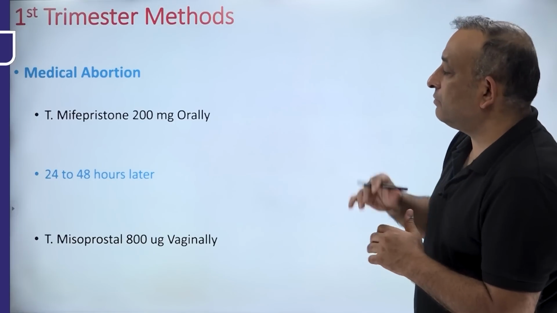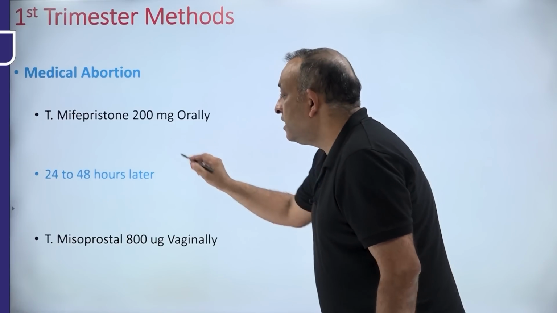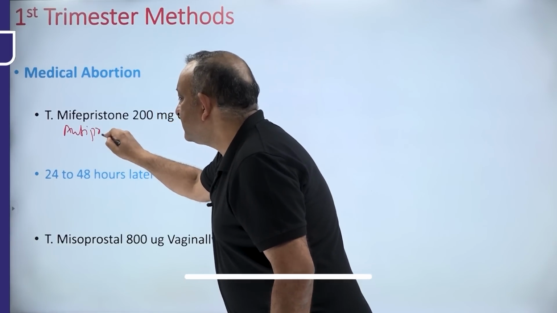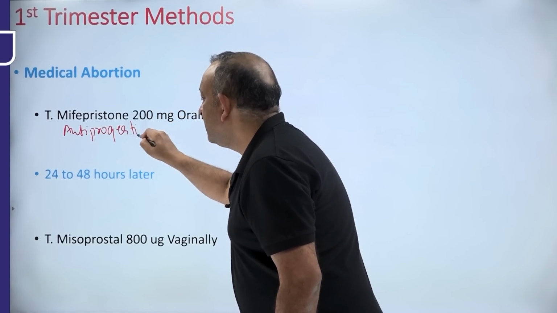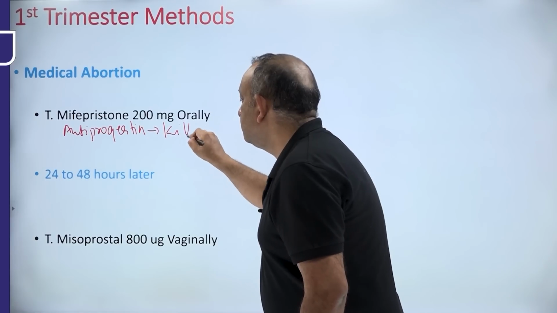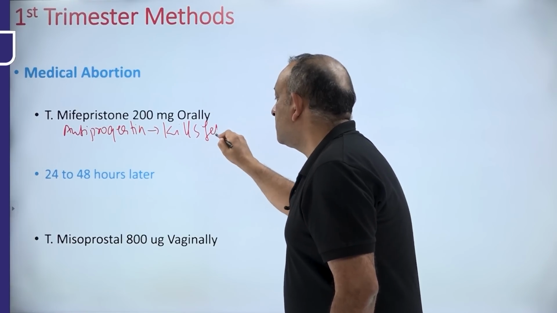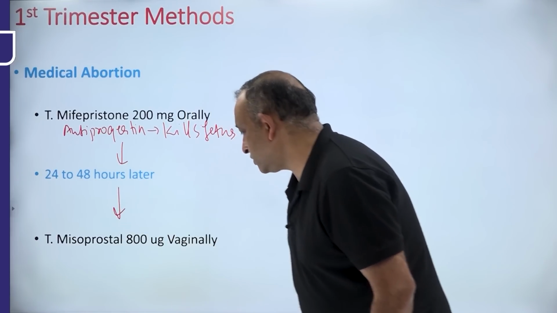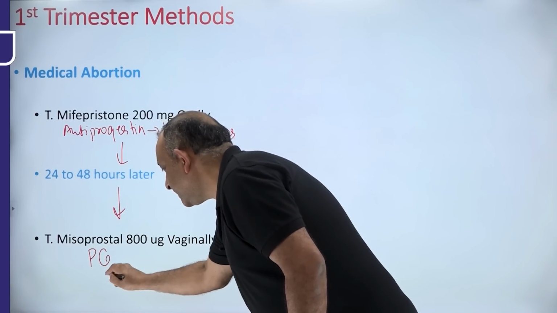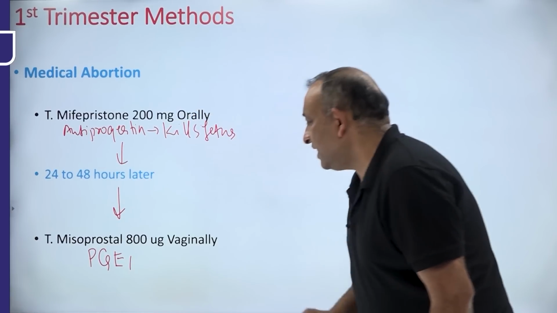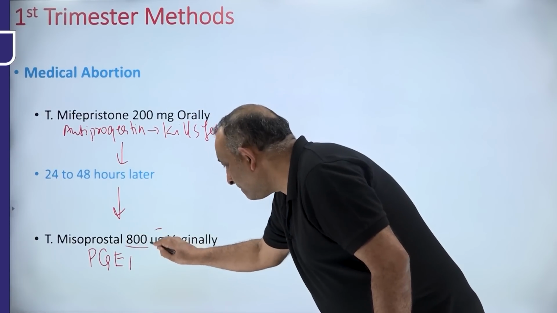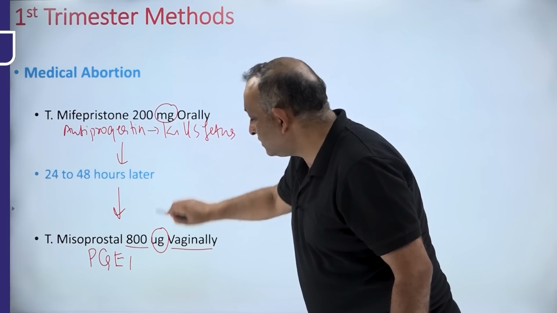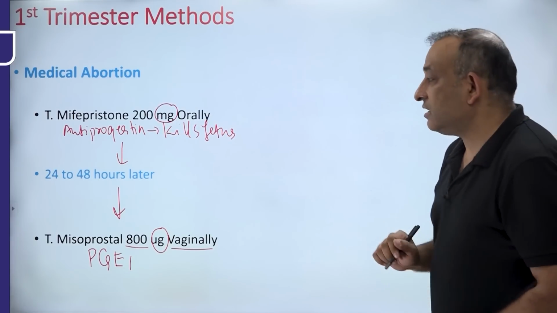Medical abortion: you can give tablet mifepristone 200 milligrams orally. Now mifepristone, you know, is an anti-progestin, and that kills the fetus. Then 24 to 48 hours later, you can give misoprostol. Now you know misoprostol is PGE1, and this is given 800 micrograms vaginally. Please see this: this dose is in milligrams, and this is in micrograms. Don't keep getting confused about these.